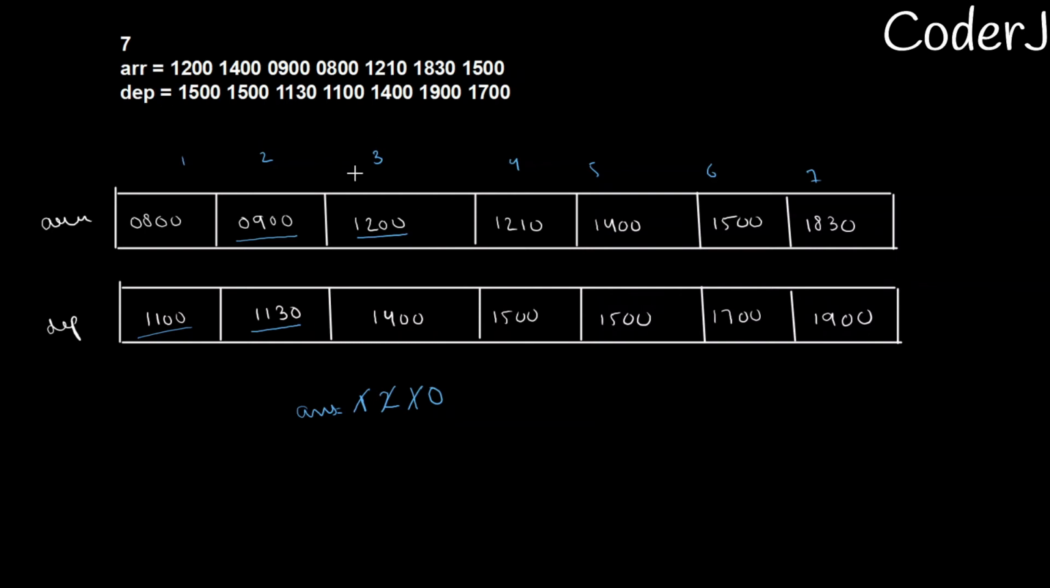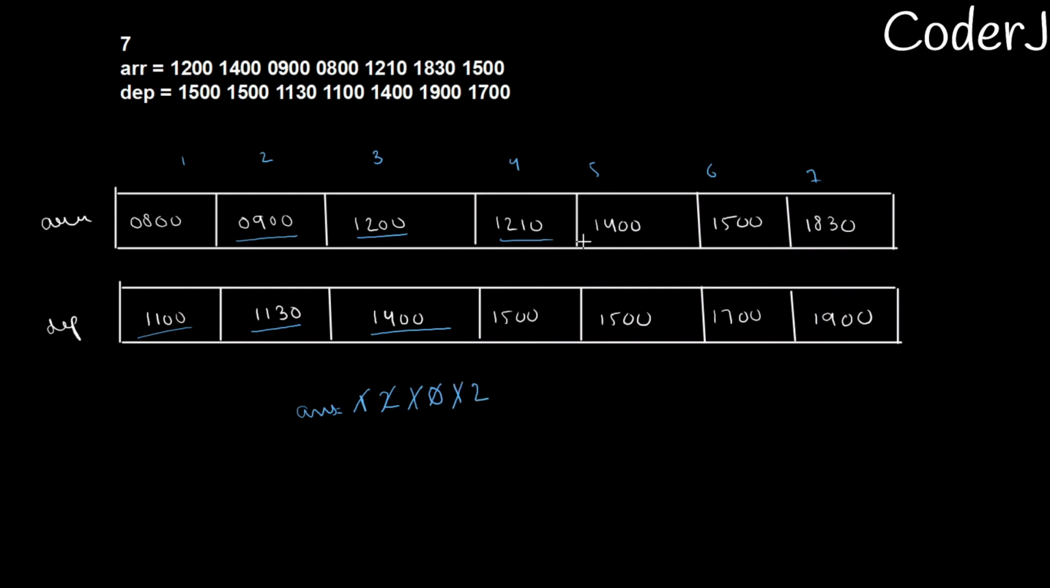Then we move this pointer a bit forward, we come to 1400. And then train 3 arrives at 1200. So again, one platform is occupied, and then you compare this 1200 with 1400, and definitely it's going to be smaller, so you move forward. You come to train 4. Train 4 will be arriving at 1210, and some train will be departing at 1400. So the arrival of train 4 is smaller than the departure time, so we need one more platform.